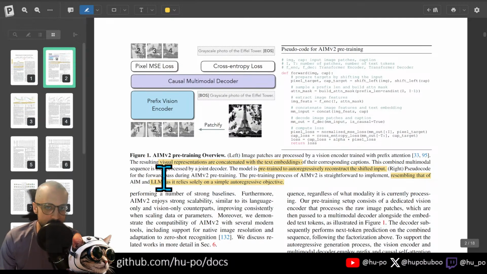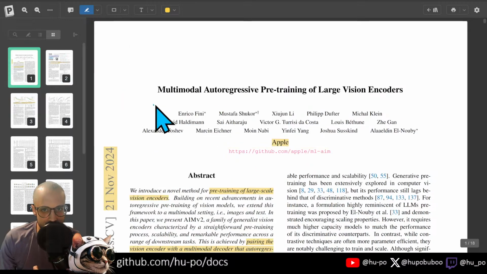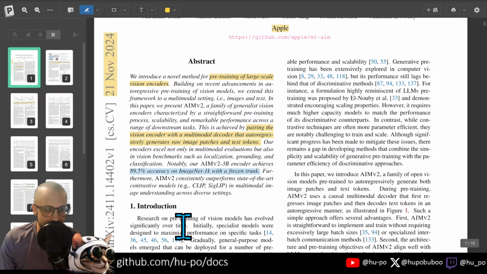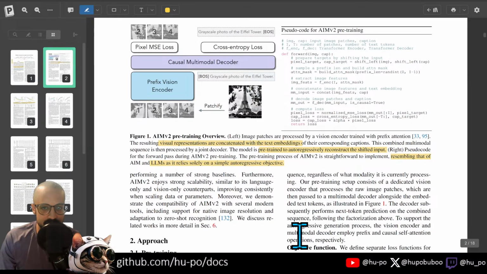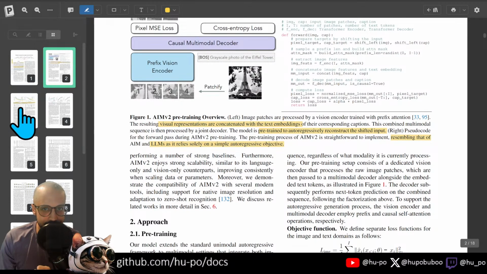The way that LLMs are pre-trained is on this very simple autoregressive objective of just, here's a bunch of text tokens, and then predict the next text token for me, and then predict the next text token, right? It's a very simple task. And now what Apple is showing in this paper is that you can just train vision encoders like that, right? You don't need some kind of reconstruction losses. You don't need any of this contrastive stuff. You can just train these very simply like LLMs.